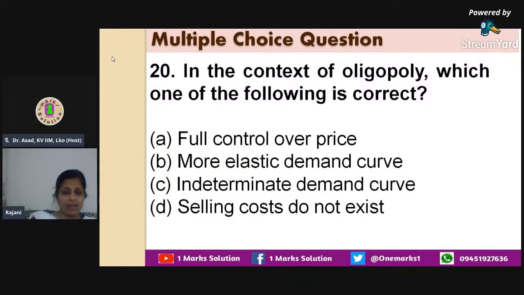That is not at all a correct option, because they are also adopting different strategies, selling costs. They are going to attract customers, because in oligopoly they are selling either a differentiated product or a homogeneous product. So selling costs are relevant there. So in this, I think option C is the correct answer, because indeterminate demand curve, in the context of oligopoly, is the correct option.